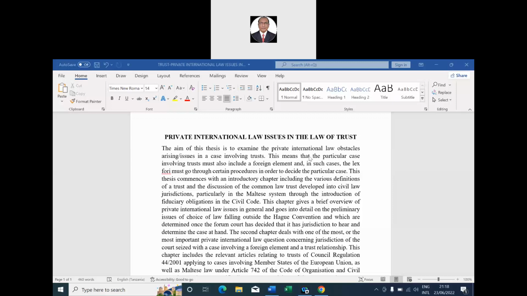This means that a particular case involving the trust must also include a foreign element. Yes, because when you say private international law, definitely a foreign element is there. Is it or not? Without the foreign element, it will not be called a conflict of laws. Do you agree?